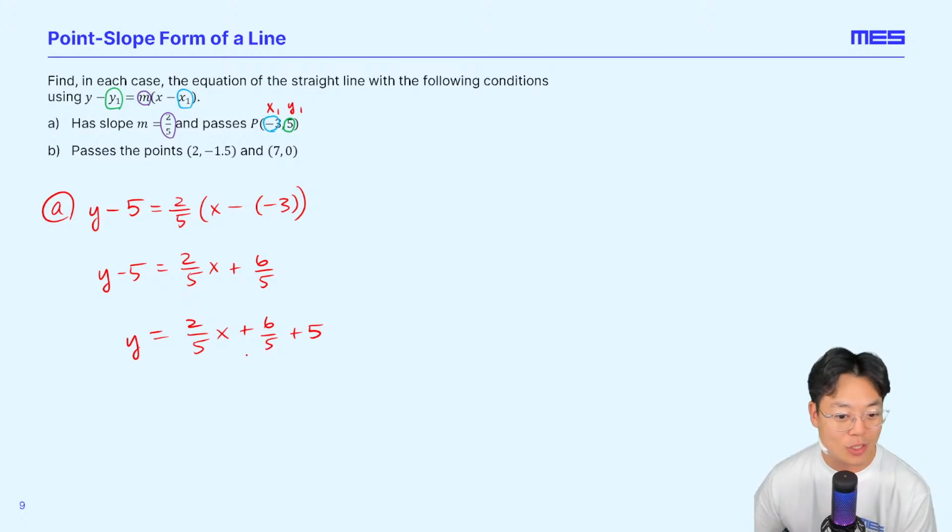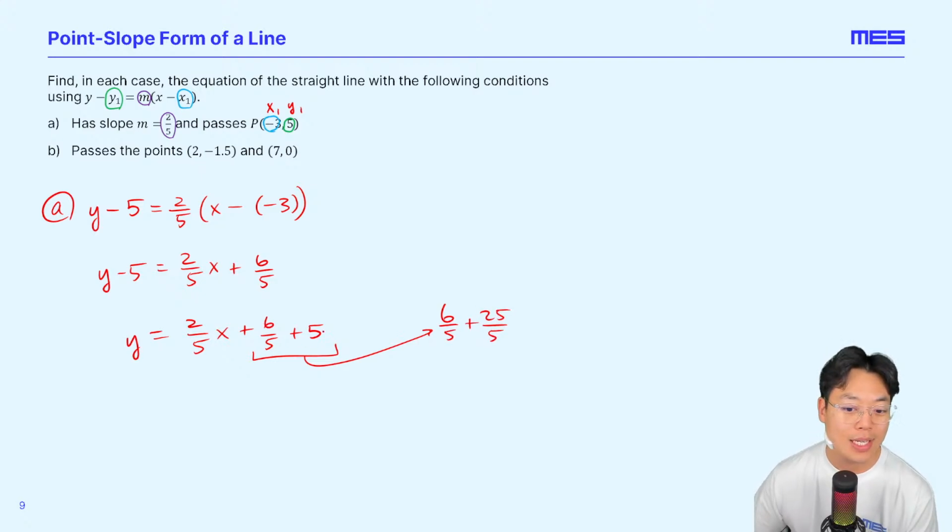But in order to add these two numbers, I'm going to do it on the side here. We'll need 6/5 plus 25 over 5, a common denominator, where I multiplied 5 by 5 over 5 so that our denominators are the same. Once we add these up, we get y is equal to 2/5 x plus 31 over 5.